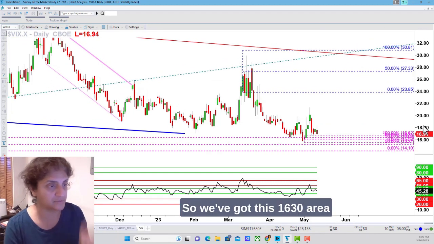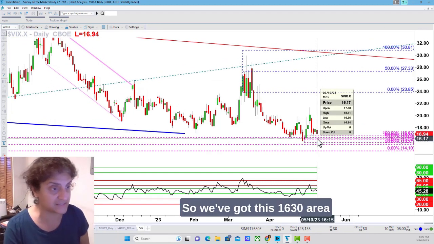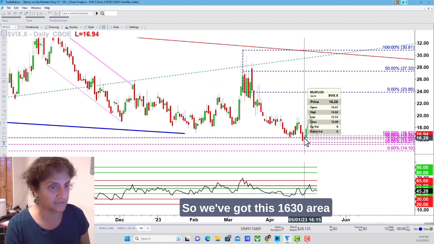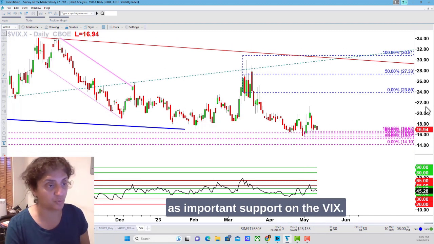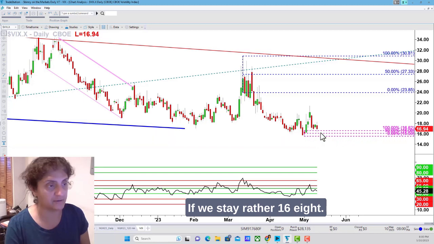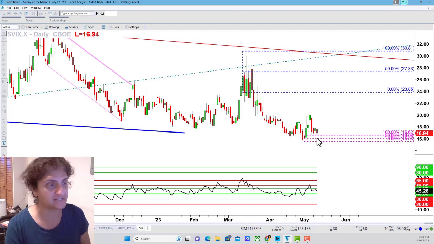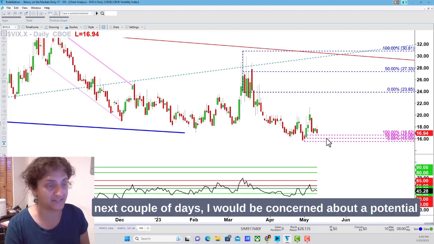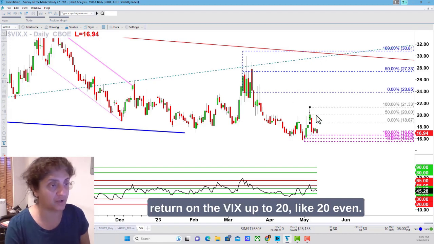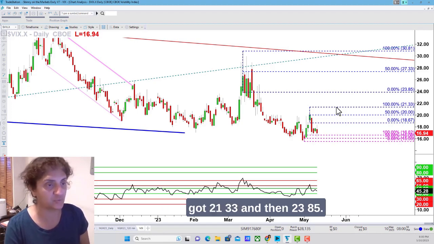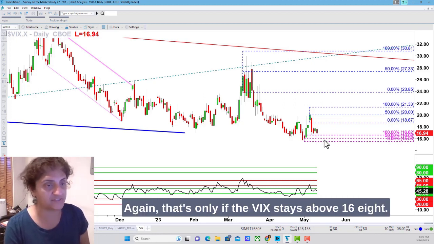Yeah. So we've got this 16, like 30 area as important support on the VIX. If we stay, rather, 1608, okay? 1608. If we stay above 1608 on the VIX over the next couple days, I would be concerned about a potential return on the VIX up to 20, like 20 even. And if it breaks above 20 even, you've got 21.33 and then 23.85. Again, that's only if the VIX stays above 1608.